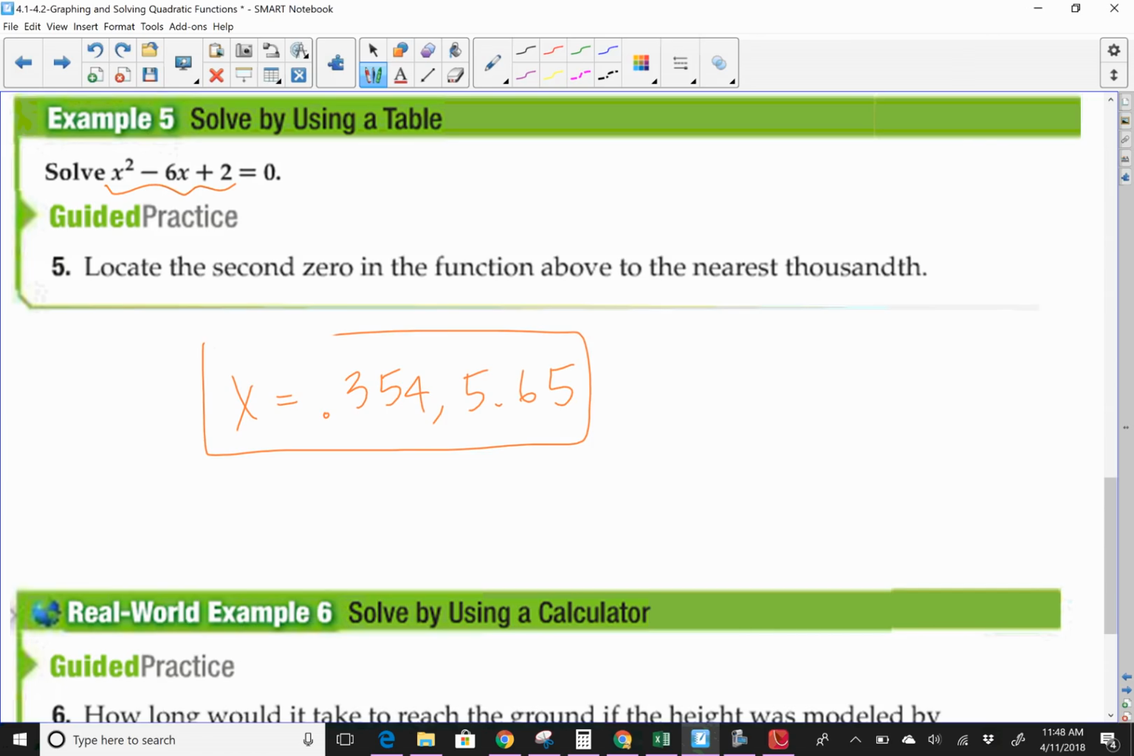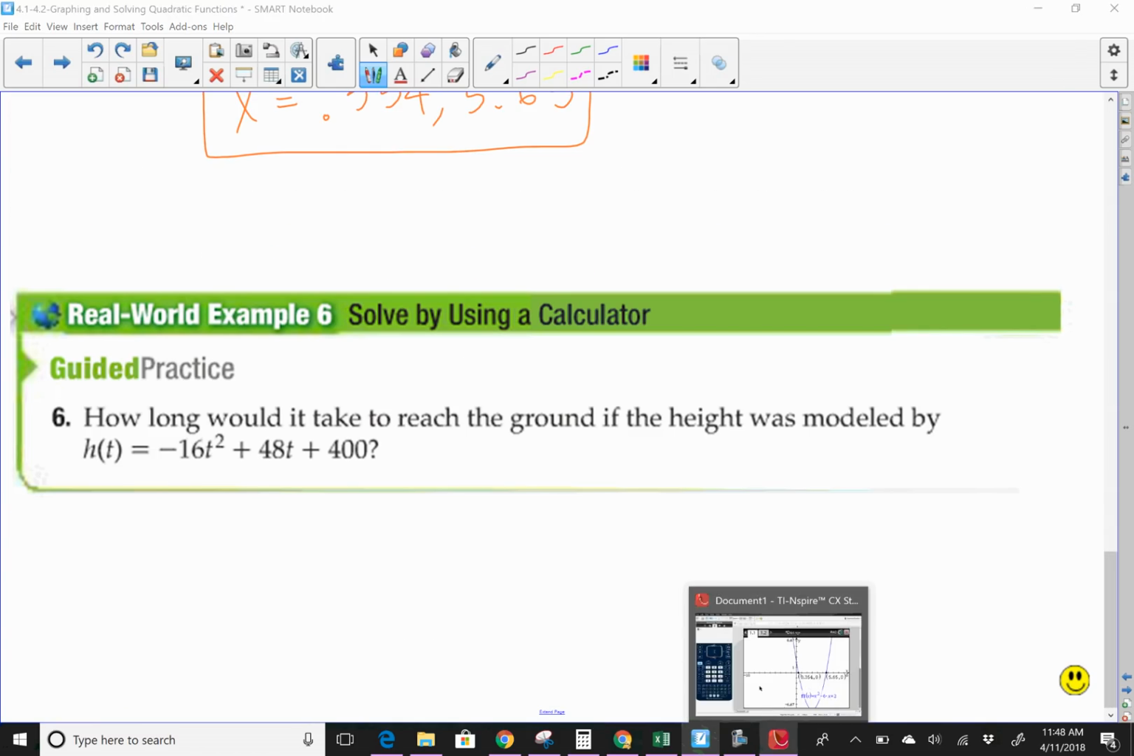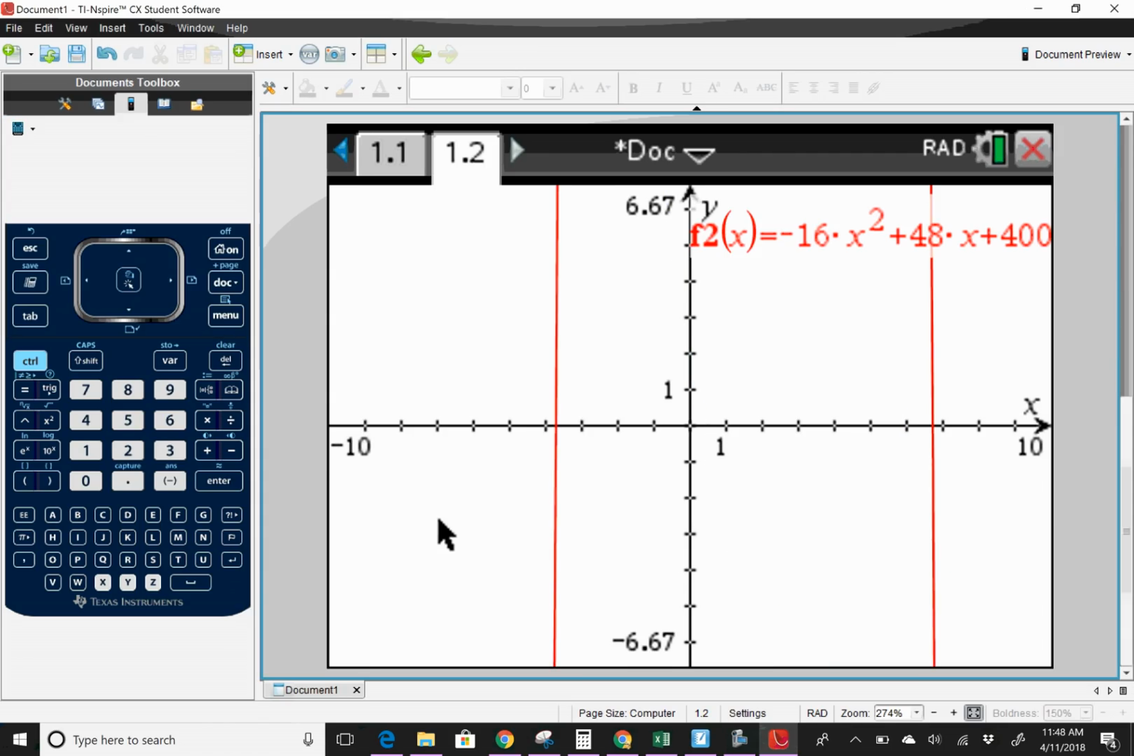All right, this last one real quick. How long would it take to reach the ground if the height was modeled by that function? So if I go back to my other graph, I put it in. When you hit Control, New Doc, you add another graphing page, or you can just go up and edit the previous one. Here is the equation that I put in, and I'm hoping that you know this parabola is clearly going down, but if you want to look at it, the y-intercept is at 400.